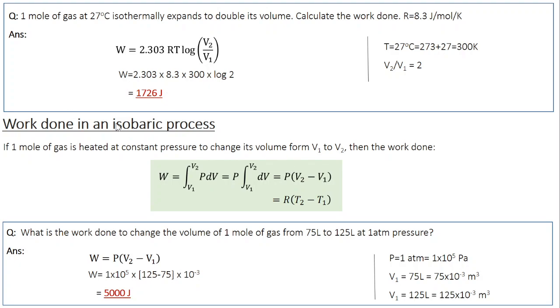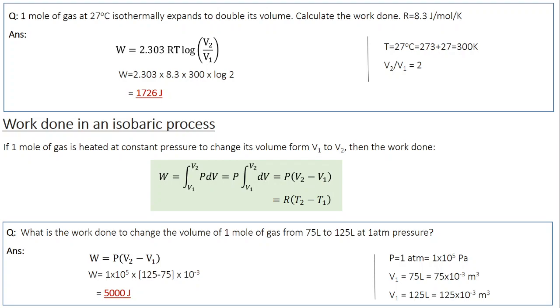Moving on to an isobaric process, imagine that you have 1 mole of ideal gas heated at constant pressure so that its volume changes from V1 to V2. So as always, we start with the generic equation, work done W equal to integral V1 to V2 P dV. Since this is an isobaric process, pressure is a constant, I can take it outside the integral. So this is P into integral V1 to V2 dV. And the integral of dV is going to be V, and applying the limits, I have P into V2 minus V1.